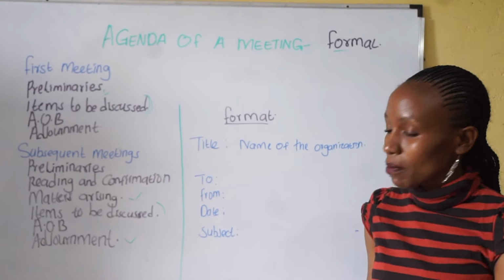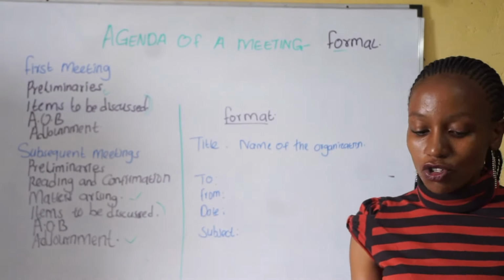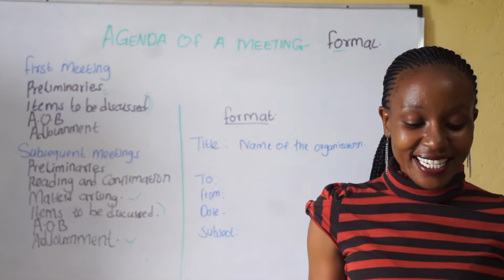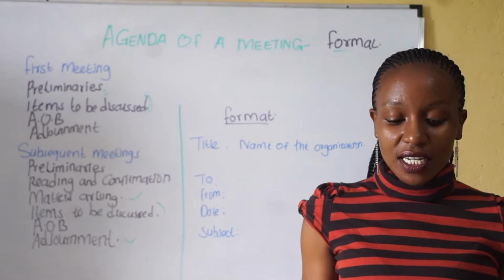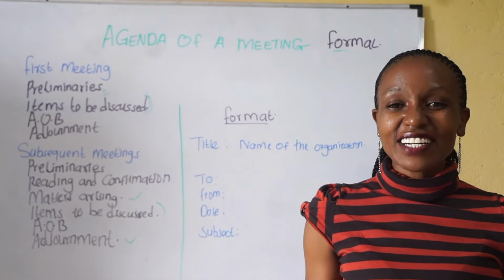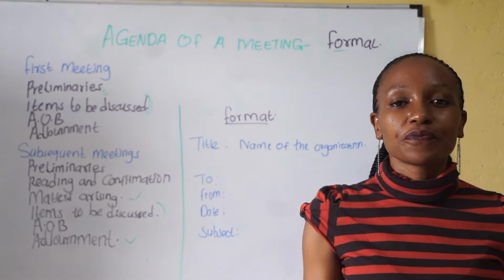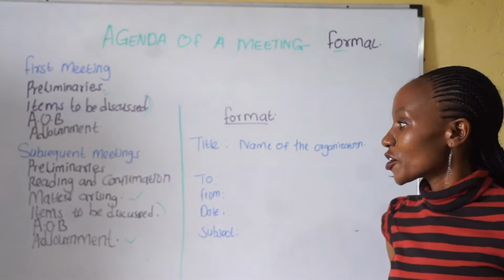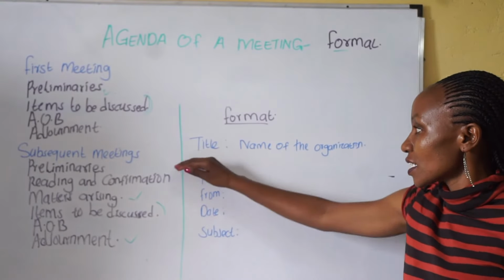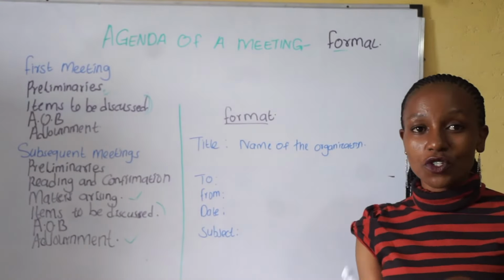Let's assume my school is St. Mary's. So we are going to have our title as the St. Mary's Secondary School Young Farmers Club. That's one mark for the title. And then after the title, we skip a line. I'm going to show you.